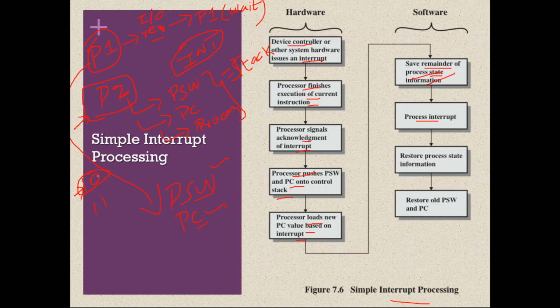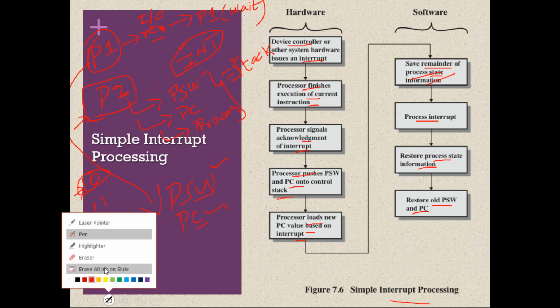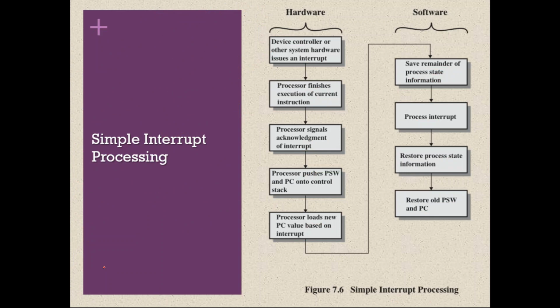Now the CPU should start executing P1. For that it should restore the process state information. Originally it was executing P1 when the IO was raised, so it will restore that particular process state information, and also it will restore the old PSW and PC of P1, right? So these are the sequence of steps that happen when an interrupt occurs after completing the IO operation.